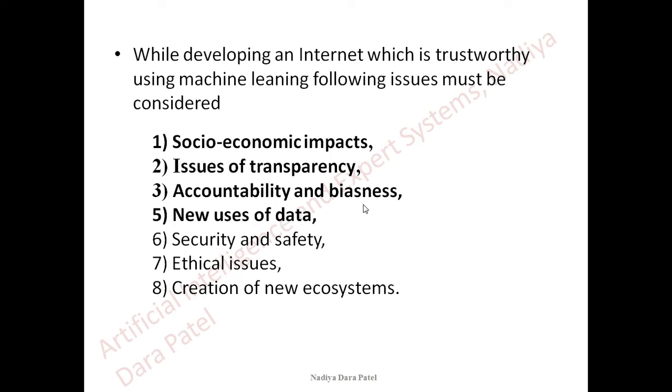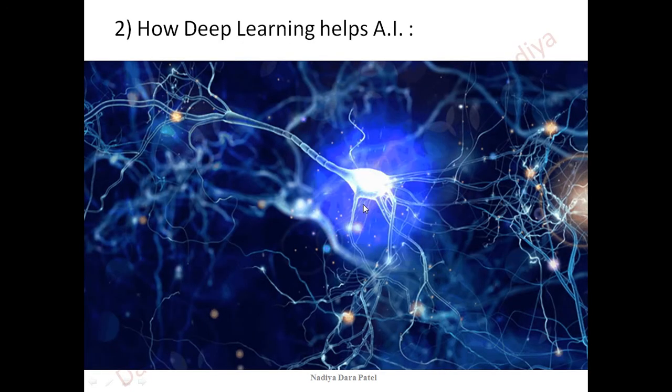The next is new uses of data. Day by day we generate a tremendous amount of data which is unimaginable. So as the data is increasing, its uses are definitely going to increase. So further, three points are very crucial: safety and security, ethical issues, and creation of new ecosystems. These are the things which are to be focused on, which are becoming difficult in developing a trustworthy internet.